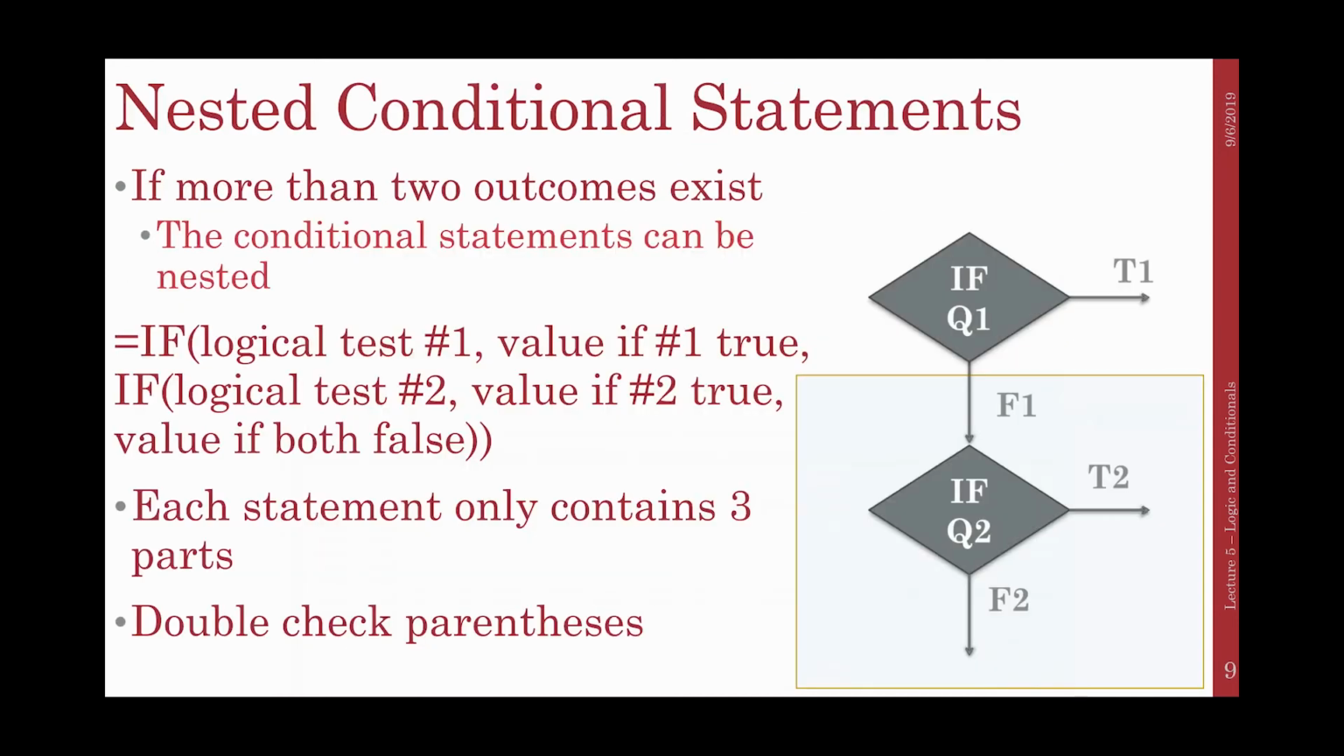So we're going to move on to nested conditional statements. If you have more than two outcomes that exist, you're going to need nested if statements. So how they work is you have your first logical test and the first value if it's true. Then, where you would have the value if it's false, you can write an entire another if statement with the second logical test, the second value if test 2 is true, and then the value if both are false. Each statement only contains the same 3 parts, and you have to make sure you have your parentheses in the correct places.